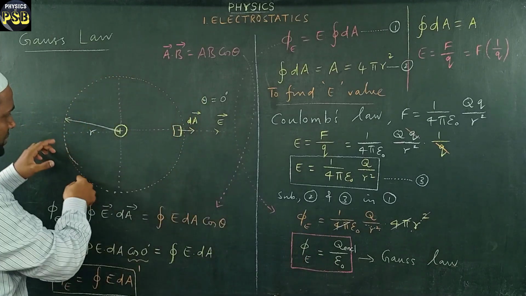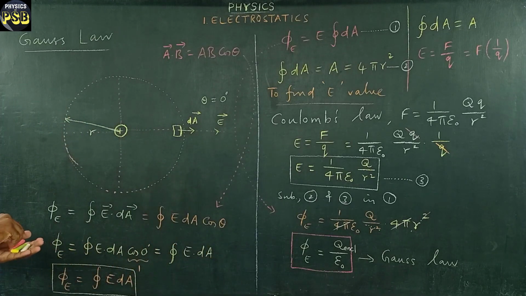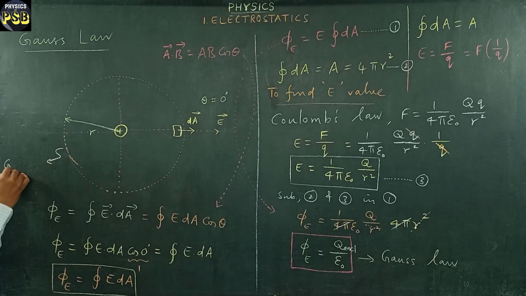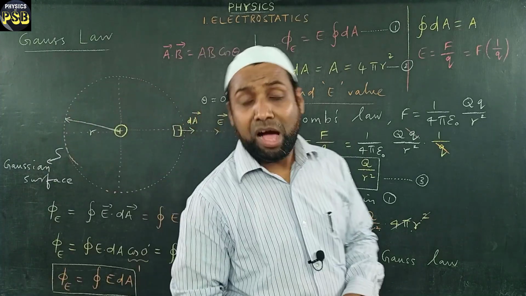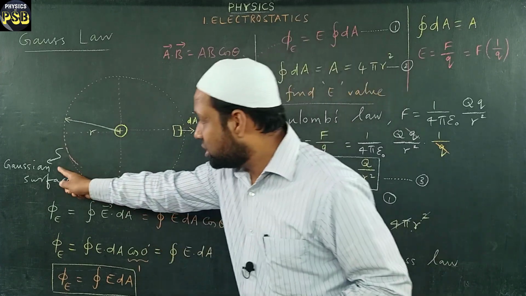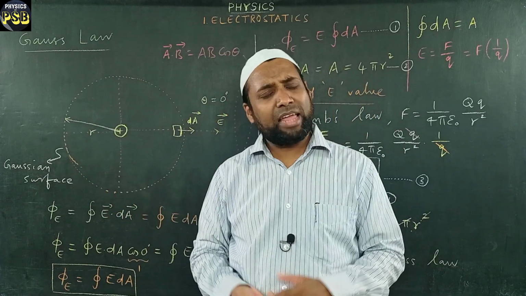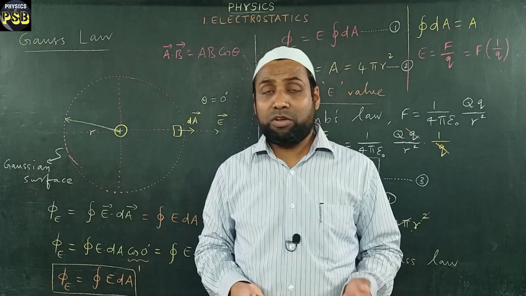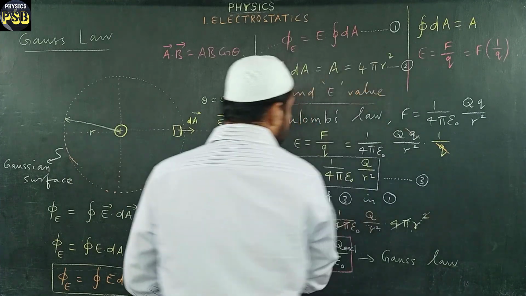So here the surface which encloses the charge is known as Gaussian surface. The Gaussian surface plays a very important role in Gauss Law. It is not necessary for the Gaussian surface to be spherical or of a particular shape. It can be of any shape. Now even you can take a random shaped Gaussian surface. I will show you.